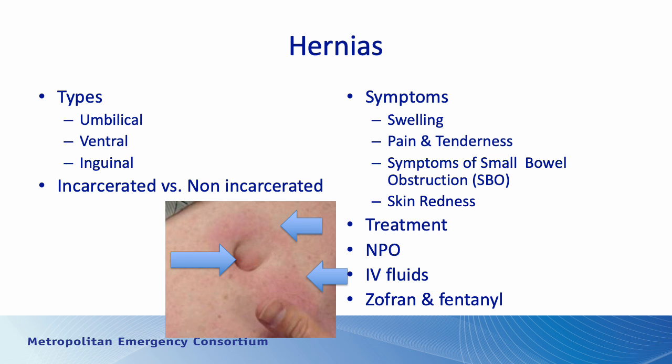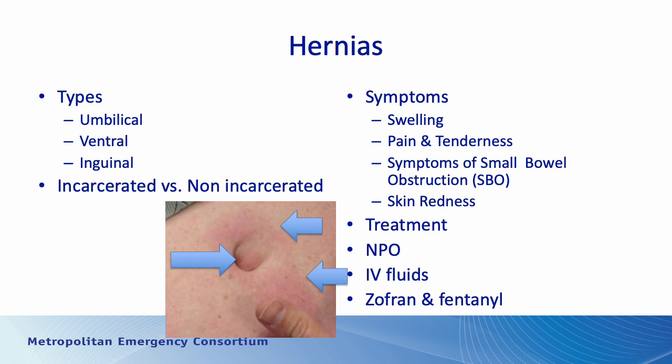How about hernias? So, most common types that we're going to see are going to be umbilical or belly button, ventral hernias, which is anywhere in the abdominal wall, or inguinal hernias, which is in the groin. When we identify a hernia, we want to know if it's incarcerated or non-incarcerated. A non-incarcerated hernia means it's a weak spot in the abdominal wall, and there may be some bowel in it, but the bowel is not trapped. The bowel has normal perfusion. Whereas an incarcerated hernia is there's bowel that's trapped in the hernia. The bowel is not being perfused, and it's at risk of developing significant ischemia and death of the bowel.